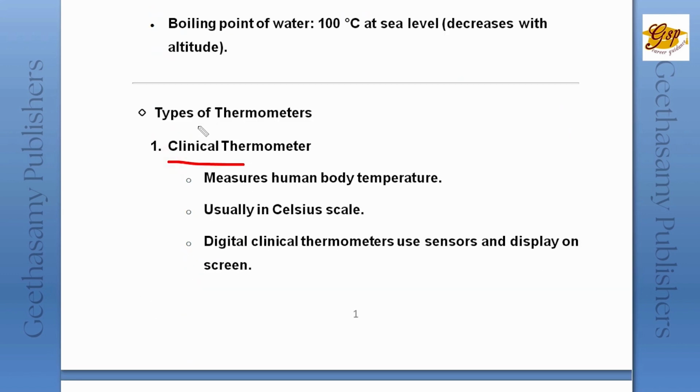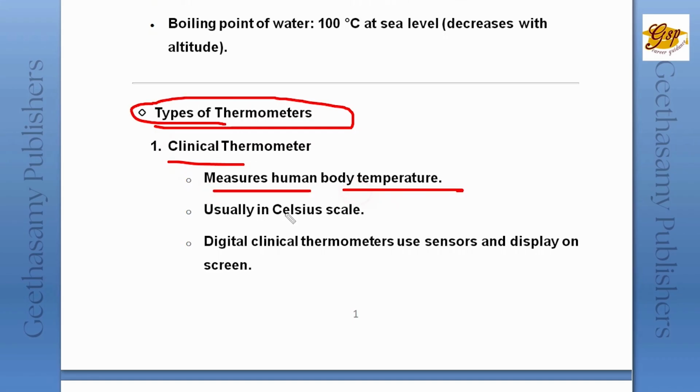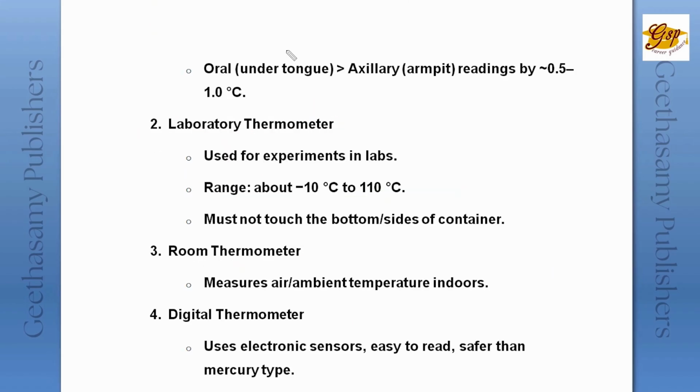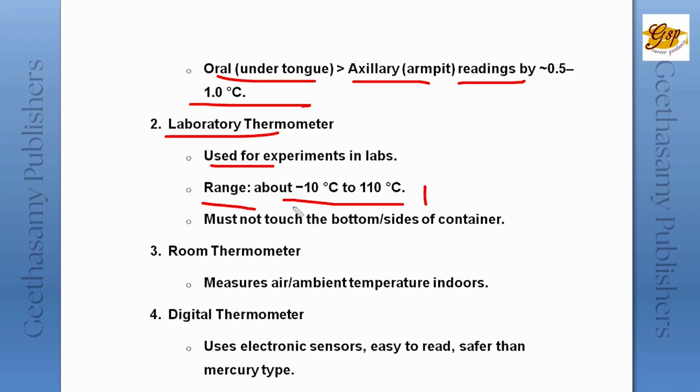Then further, types of thermometers. The clinical thermometer measures human body temperature, usually in the Celsius scale. The digital clinical thermometer uses sensors and displays the reading on a screen. It is used orally under the tongue or axillary, in the armpit, with a reading precision of 0.1 degree centigrade. The laboratory thermometer is used for experiments in labs, with a range of minus 10 degrees centigrade to 110 degrees centigrade.